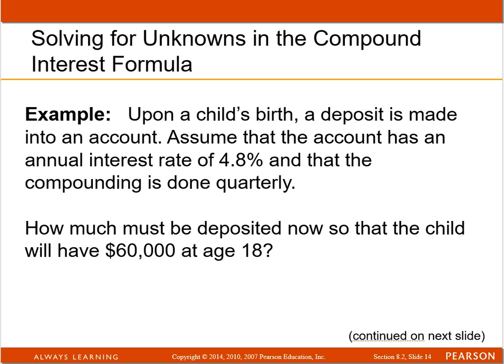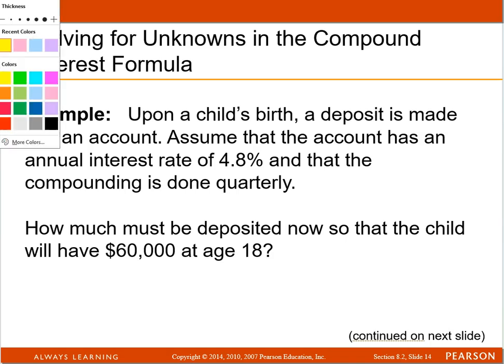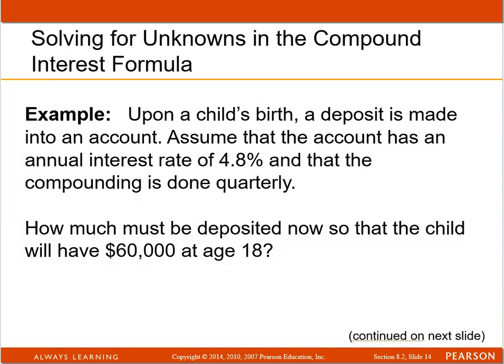All right, we're still looking at compound interest, but sometimes they want you to figure out the principal. For example, upon a child's birth, a deposit is made into an account. Assume that the account has an annual interest rate of 4.8% and its compounding is done quarterly. The question is, how much must they deposit now so that the child will have $60,000 when they're 18 years of age?